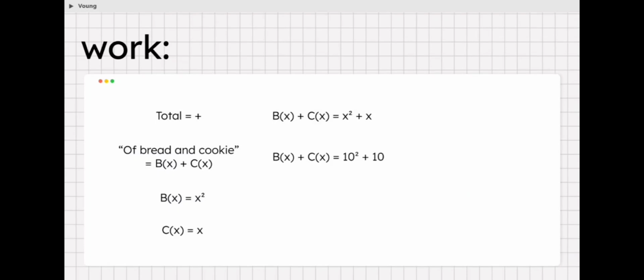So x equals 10, because you just want to replace the x coordinate in, as the x coordinate is constant throughout the whole thing, just the y coordinate changes. So x equals 10, so 10 squared plus 10. 10 squared is 100, so 100 plus 10 equals 110. There, $110 is your amount of money for total revenue for selling bread and cookies.